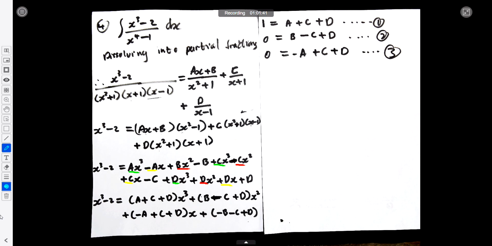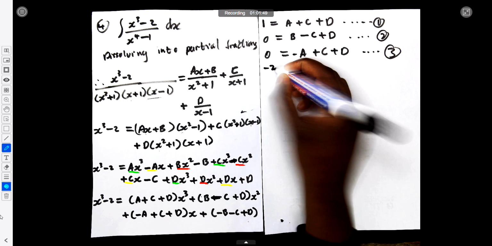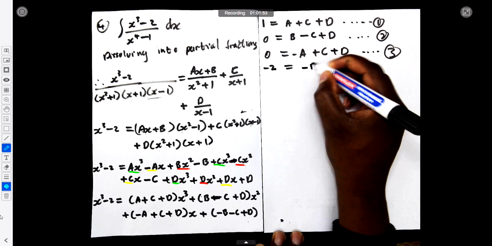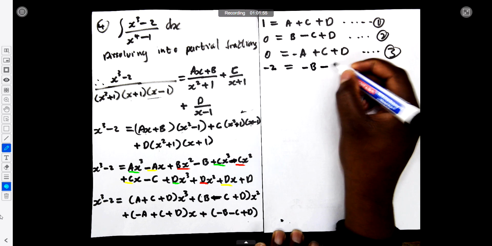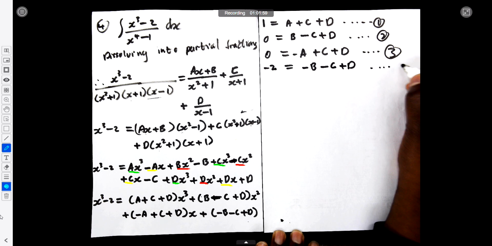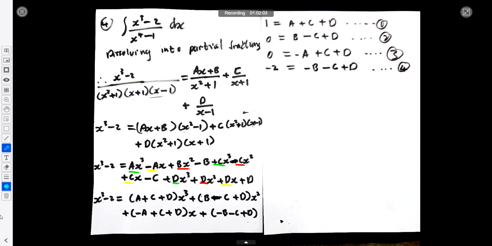Now we're going to the constants. On the right hand side, the constant is minus 2. Then the left hand side, we have minus B, minus C, plus D. So therefore, we have equation 4. Let's hope with multiplication we didn't make a mistake, because with one mistake after multiplying, it affects your simplification.